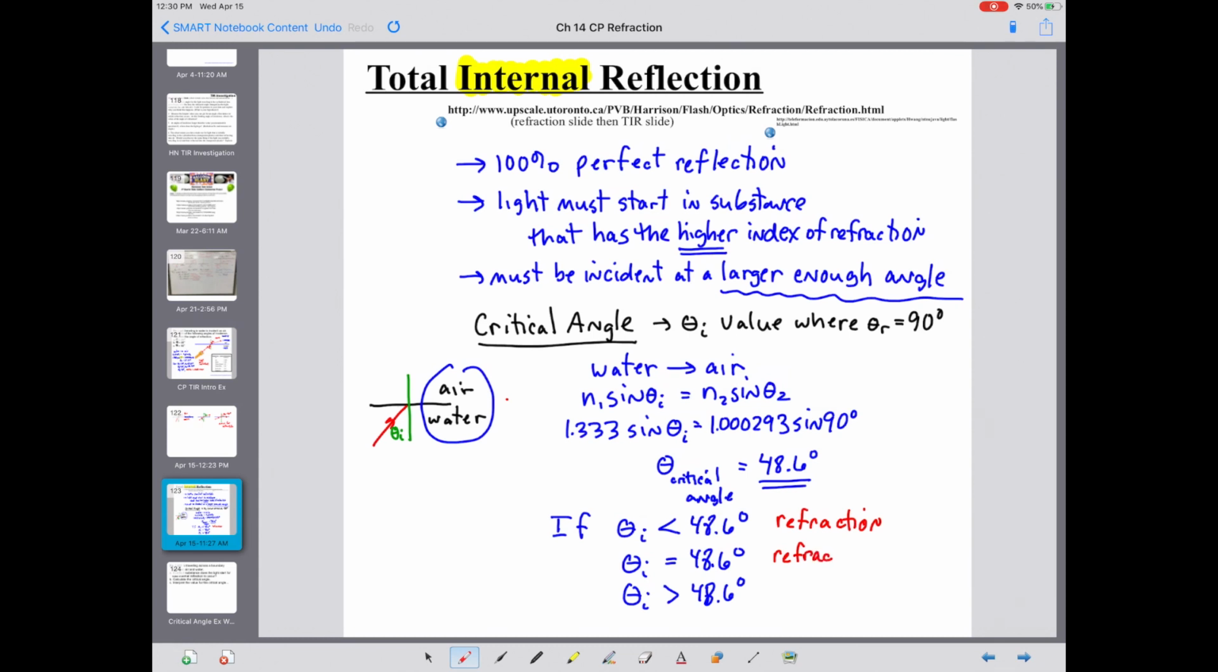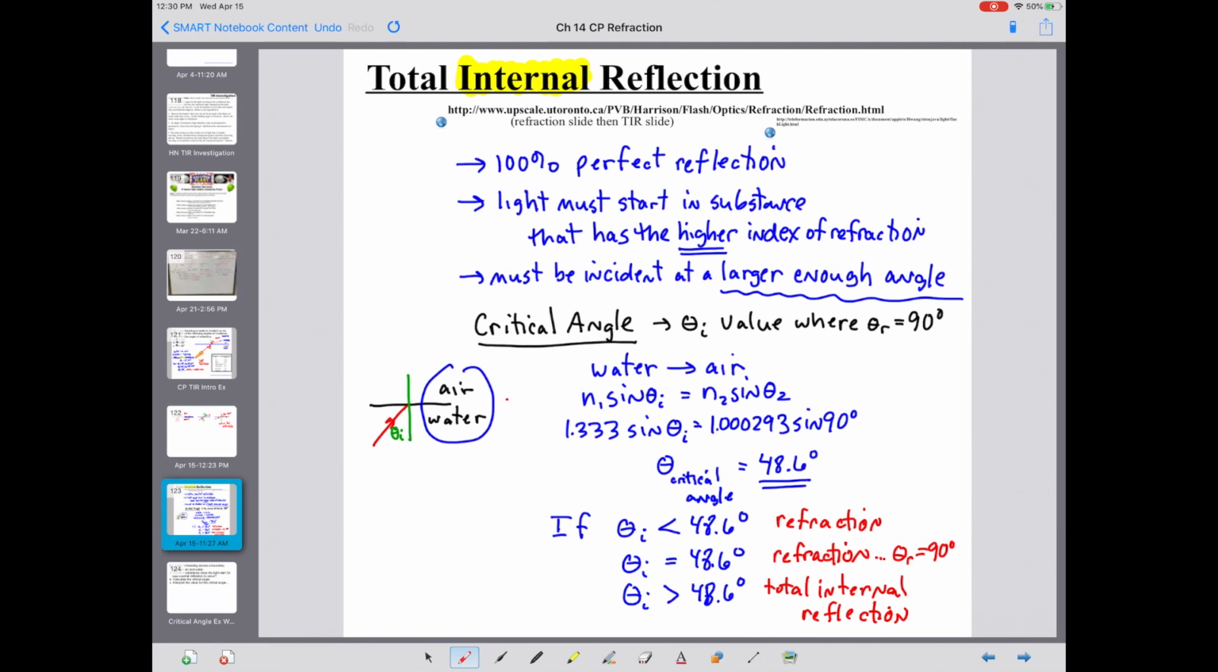Snell's law applies. If it's equal, we still get refraction, but we get that maximum refraction so that theta R is 90 degrees. And if theta I is greater than 48.6 degrees, we get this total internal reflection. So the critical angle is kind of the cutoff point. It is the end of refraction right before total internal reflection occurs.